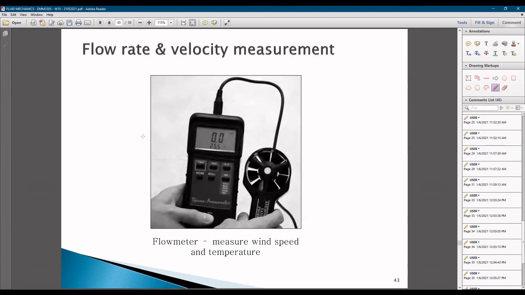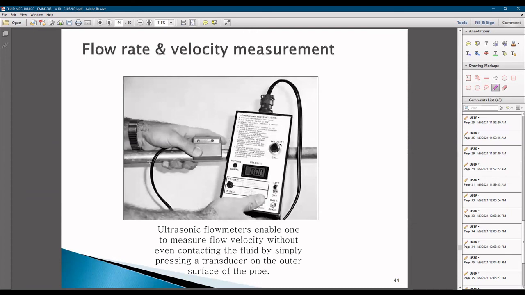We do have this instrument in our lab. So later on, hopefully when COVID has ended, you can get hands-on experience using this device. We also have ultrasonic flow meters, which enable one to measure the flow velocity without even contacting the fluid, by simply pressing a transducer on the outer surface of the pipe, because the pipe will have some sort of changes in the pressure.